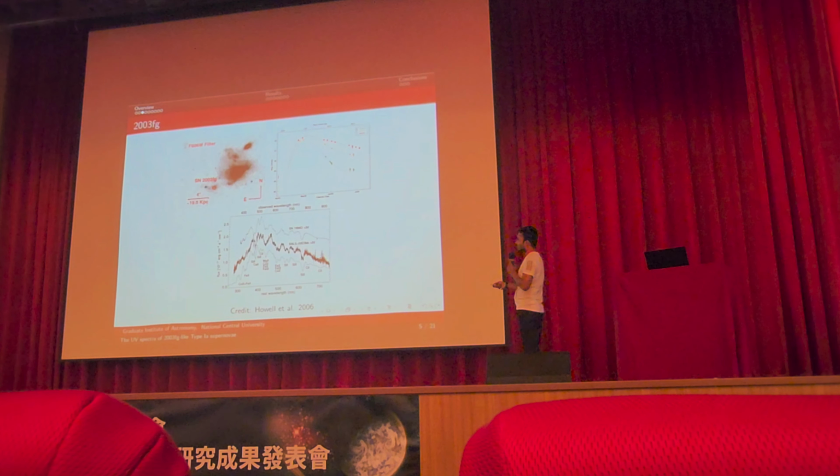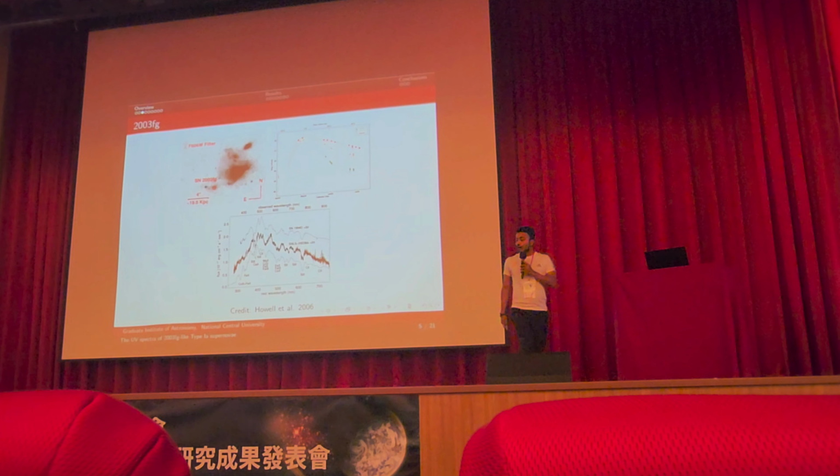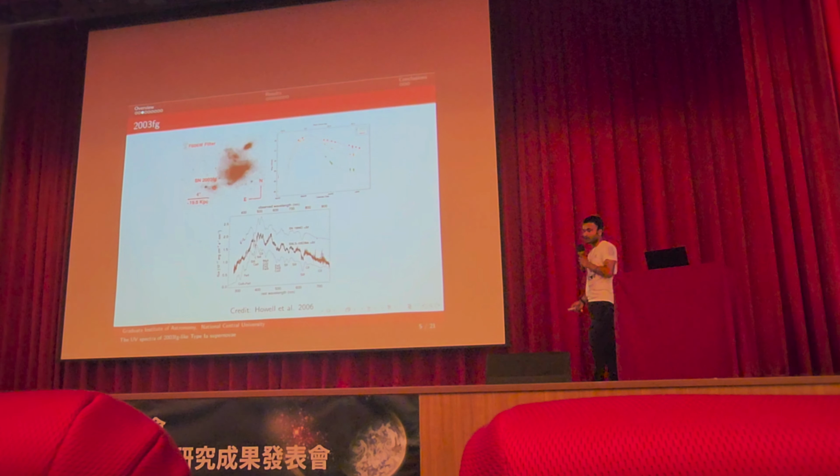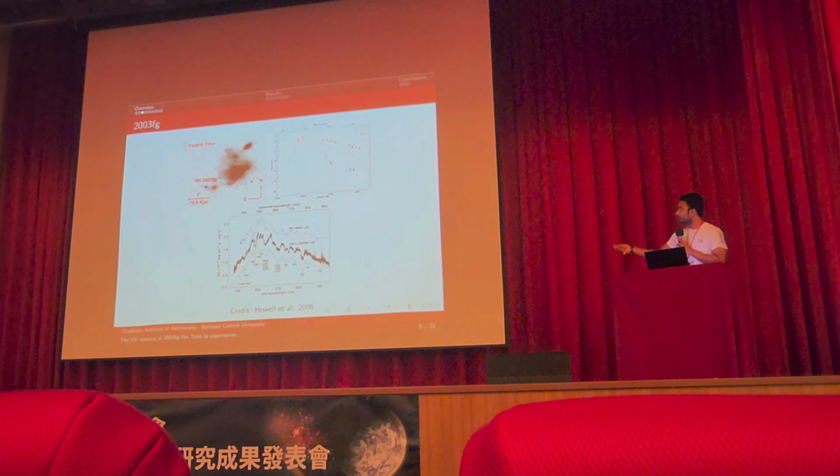So this is actually an optical spectra. So it looks kind of similar. In optical they look fairly similar, but in UV things are different. So yeah, they have broader light curves.